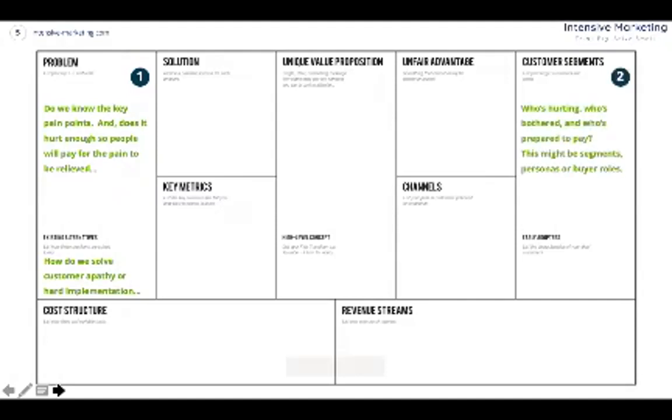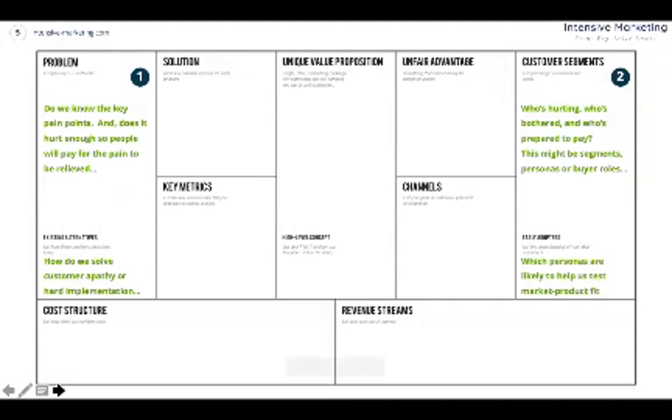And then again, that comes back to our customer segments. Who's really hurting? And this is quite interesting because often who's hurting may not be the person who's prepared to pay and who's really bothered. And so you might want to look at this, and as you start drilling into the problem and the pain point, you start to understand that there are different customers or different segments or different personas that have got a different view. And then once you've done that exercise, that's going to help you with your early adopters.